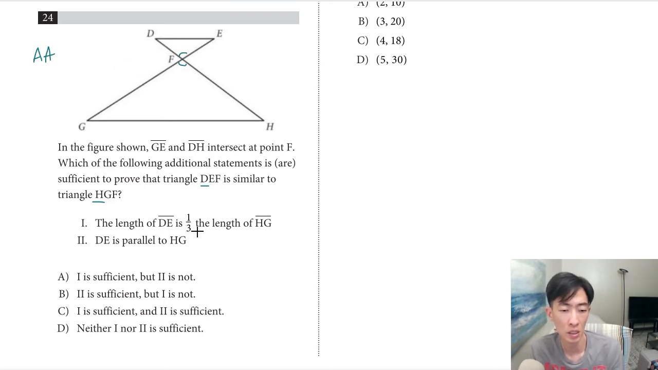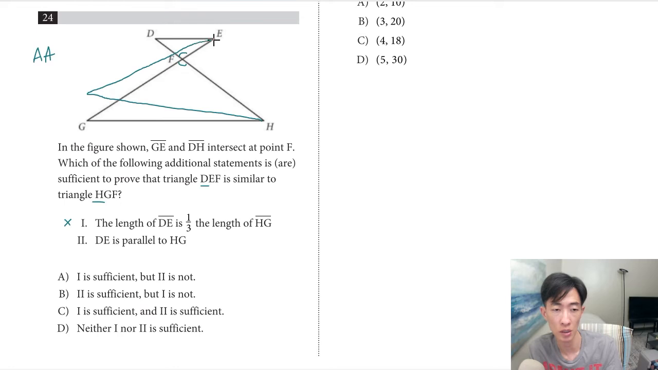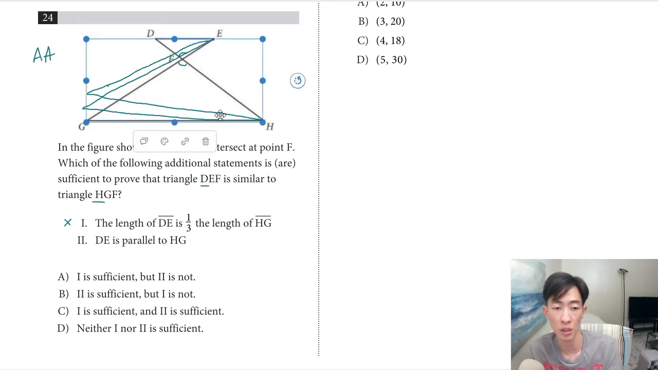The length of DE is 1/3 the length of HG. So obviously the length is not actually going to necessarily affect the angle. And the reason that's not the case, by the way, is because you could just imagine, let's adjust the lengths the way they want. If you change the angle of, say, GH, you could keep the verticals the same, and by moving GH any way we want, we can keep the lengths in the same way that we want, yet we can keep changing the angles, so that's not going to work.